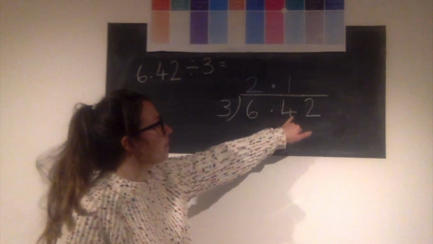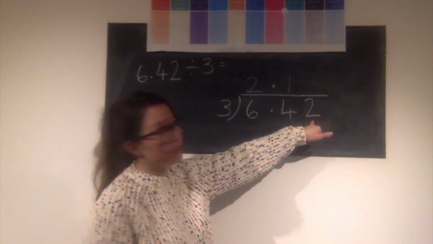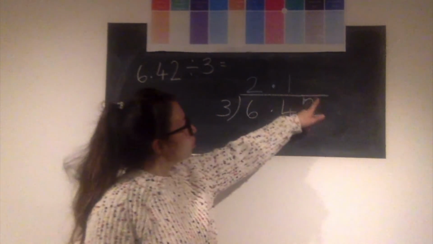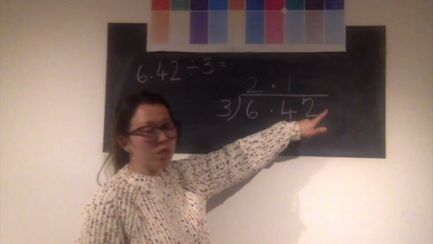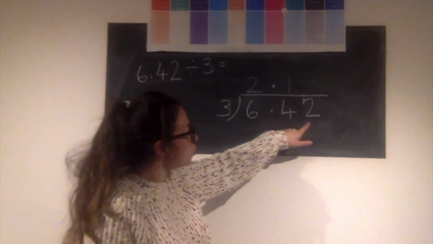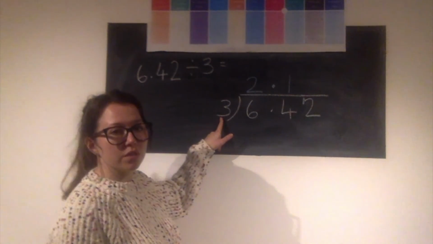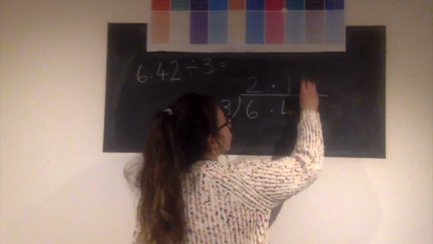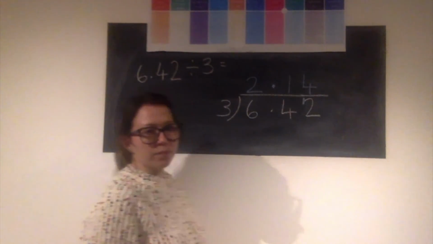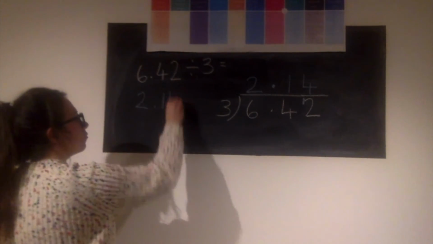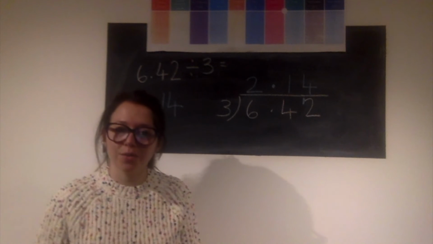So my 1/10, remember I'm going to exchange for 10/100. So now I've actually got 12/100. So if I've got 12/100, imagine your 12/100 counters, and we're putting them into 3 groups, we would have 4 groups. So that goes up there. So our answer would be 2.14. Hopefully you followed along with that.